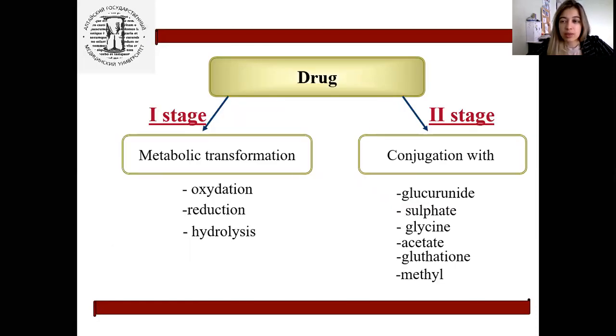What are the stages of biotransformation? The first is metabolic transformation, which includes oxidation, reduction, or hydrolysis of the molecule. These are all just chemical reactions, yes. And the second stage is conjugation. This is a biochemical reaction because special molecules from our body can bind to the drug. Glucuronide, sulfate, glycine, acetate, glutathione, methyl can bind to the drug.